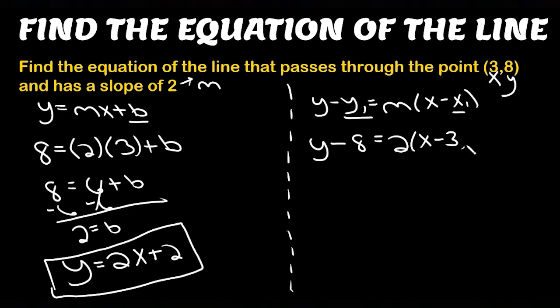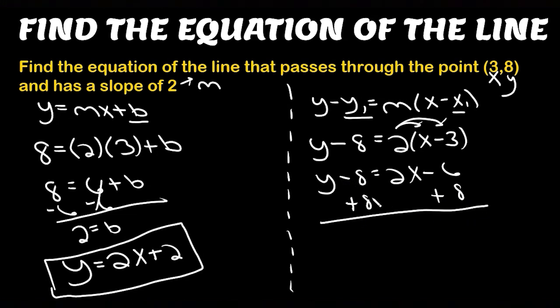So from here, we just have to rearrange it so it says y equals. So my first step, take this 2 and distribute inside. So now I have y minus 8 equal to 2x minus 6. And now I have one more step. I have to take this negative 8 and add it. That is the opposite operation, right?